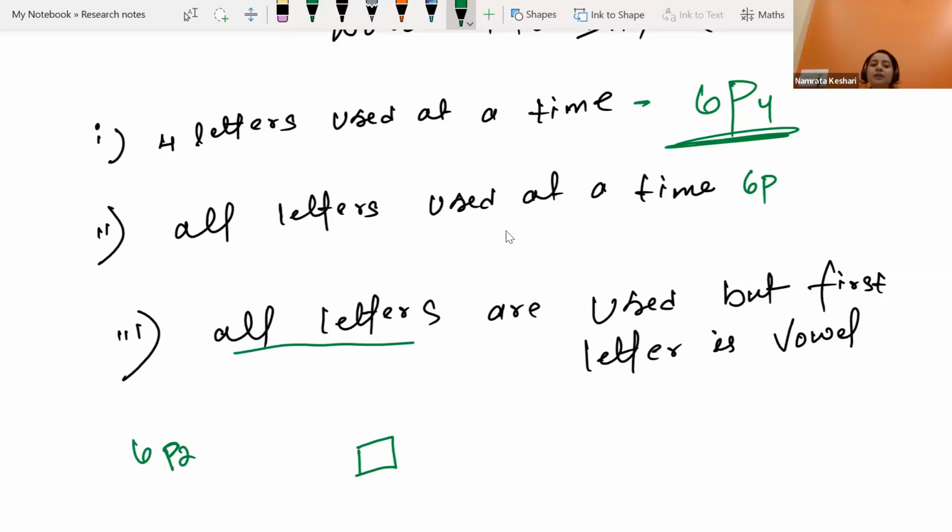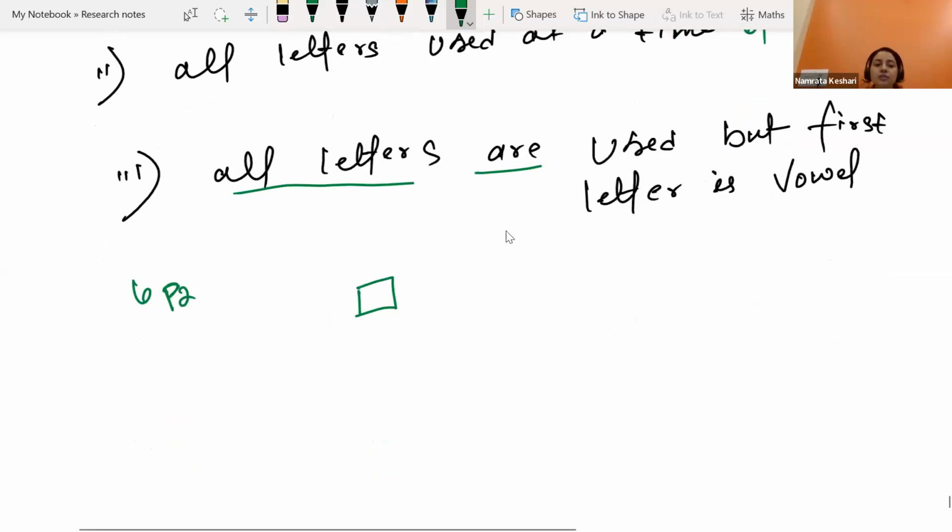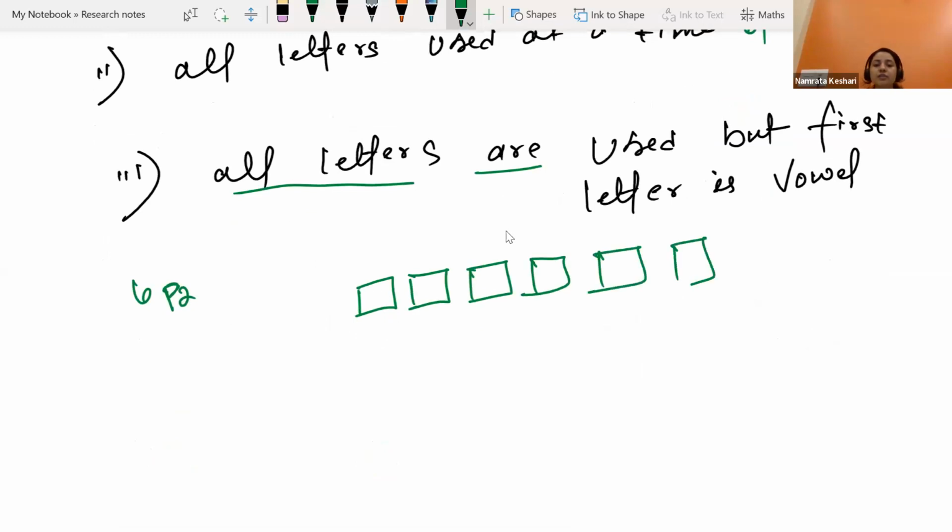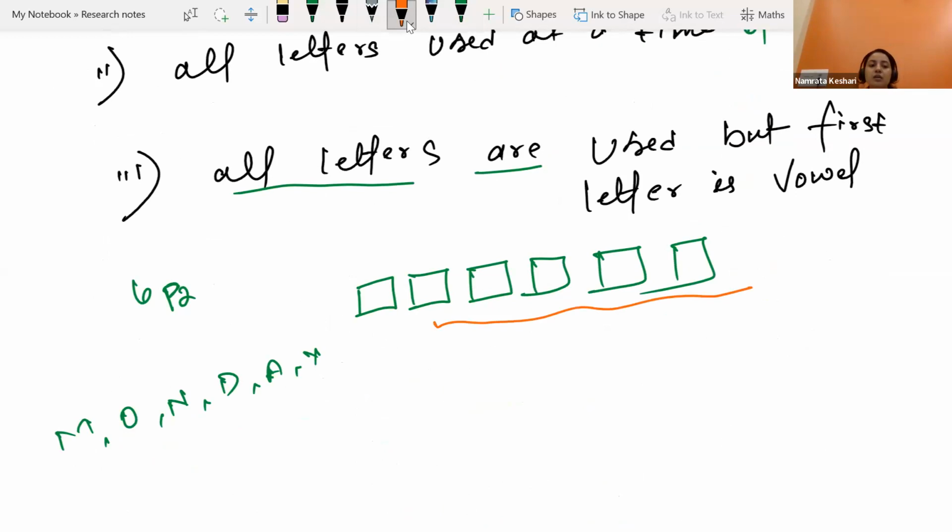Here it says that all letters are used. So a total of 6 places are there. 1, 2, 3, 4, 5, 6. And we are having 6 alphabets in hand. M is there, O is there, N is there, D is there, A is there, Y is there. But the first letter should be a vowel. And there are only 2 vowels in the word Monday. So we will be having 2 vowels. But what about the next ones? We'll not arrange the next blank spaces yet. O will be there and A will be there. So two possibilities are there for the first one.